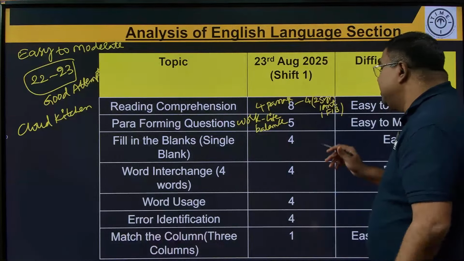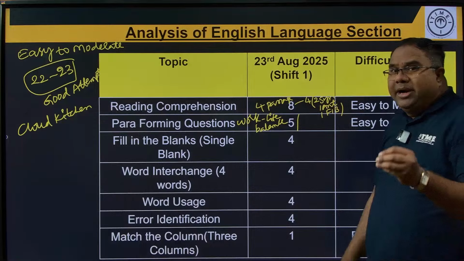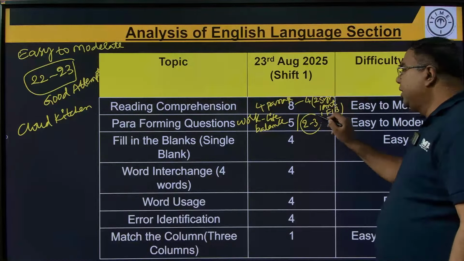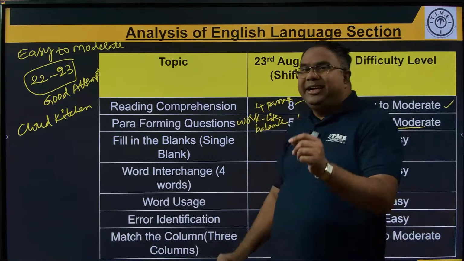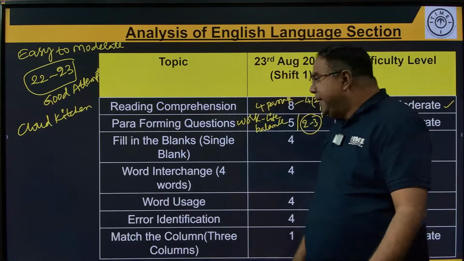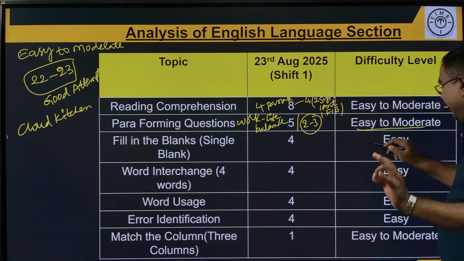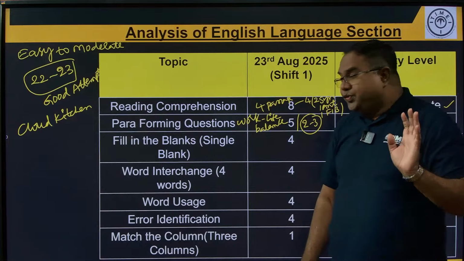So 5 questions comfortably you could have. If you have solved this, you could have attempted all 5, but at least 2 to 3 questions definitely you would have attempted here out of these 5 questions. Again, I'm classifying this as easy to moderate because paraforming will be a little time consuming. Then fill in the blanks. We have single blank, 4 questions, very easy, straightforward. The options given were also very easy to choose from.